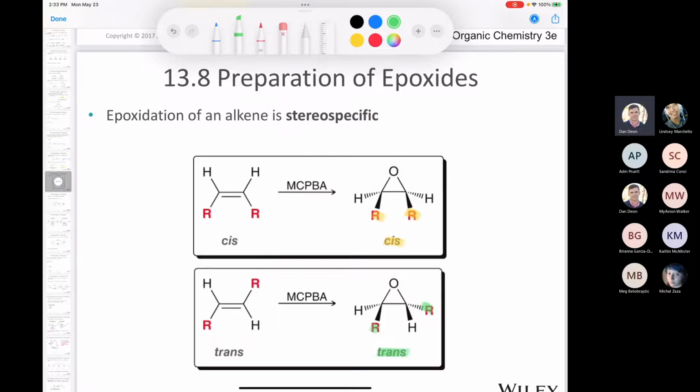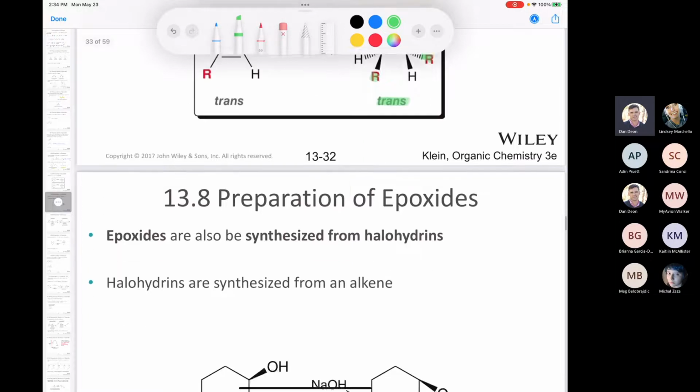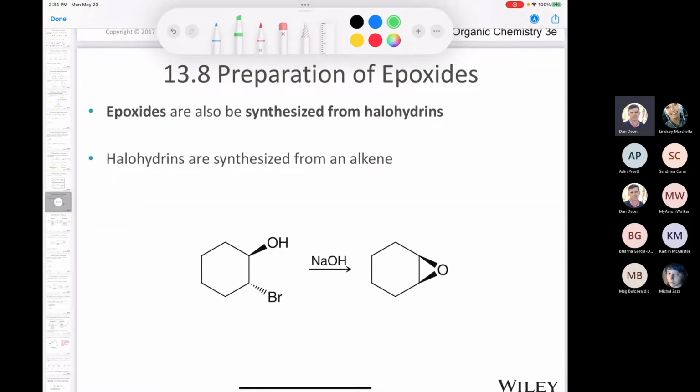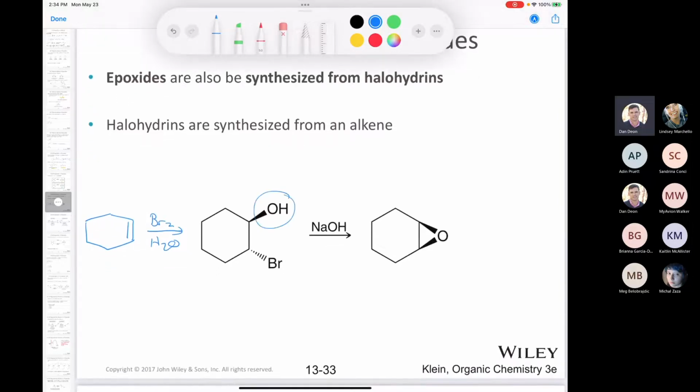Well, you might be wondering, are there other ways to make an epoxide besides using MCPBA? I'm glad you asked. There is another way to make an epoxide, and an epoxide can be synthesized from a halohydrin. And hopefully you remember halohydrin formation, when we take an alkene and treat it with bromine in water as a solvent, and we end up adding a bromine and a hydroxyl. Well, if you take that halohydrin and treat it with sodium hydroxide, you end up forming an epoxide. What's cool about that is that you have to have the hydroxyl pointing up and the bromo pointing down in order for this chemistry to work.